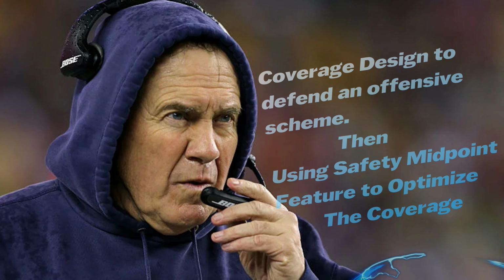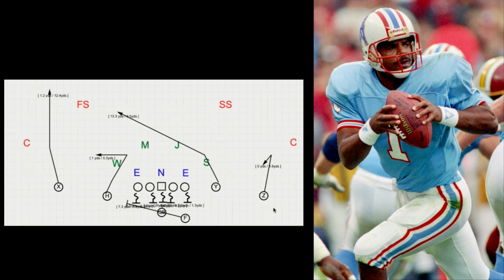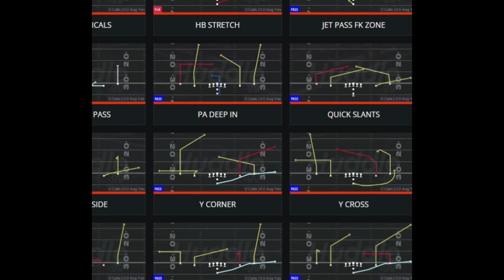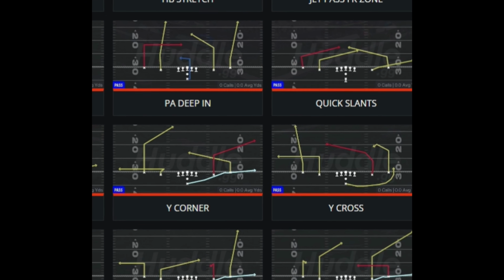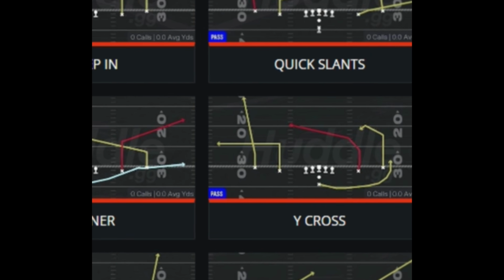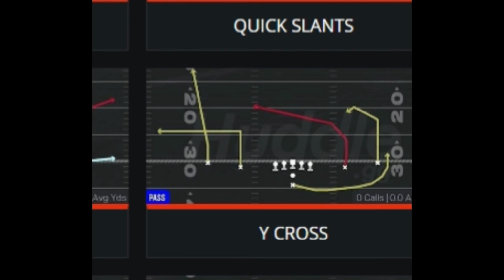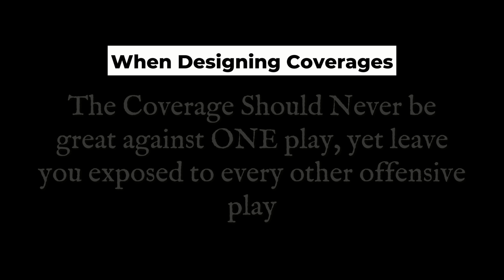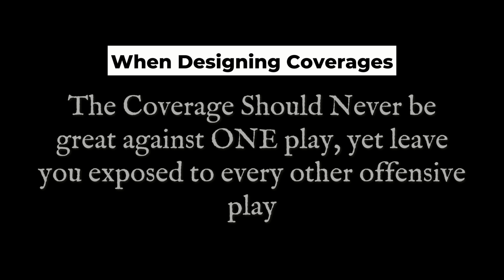All right, so let's imagine we're facing an air raid offense. And through film study and a core understanding of their core concepts, we set out to create a coverage that puts us in better position for consistent success against what they like to do. But the key is we are not just designing something to shut down one play in their scheme. An example is Y corner, a play that is utilized a lot in air raid. We don't want to do that at the expense of leaving ourselves exposed to the rest of their playbook. Because that's exactly what a disciplined, well coached offense wants.